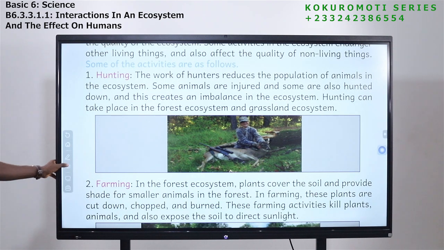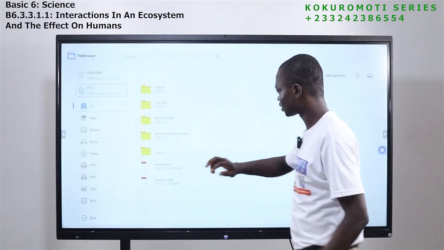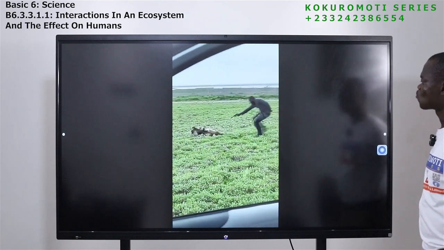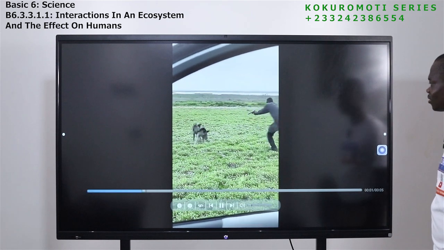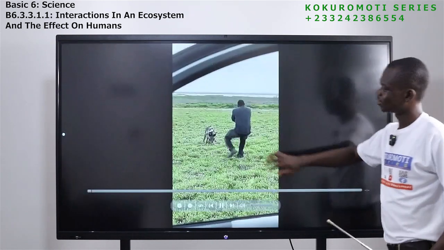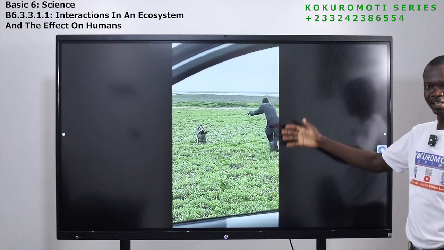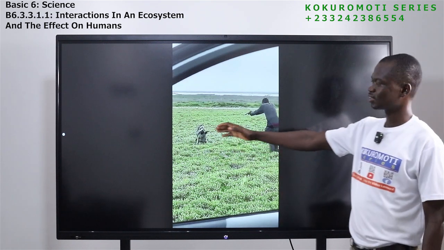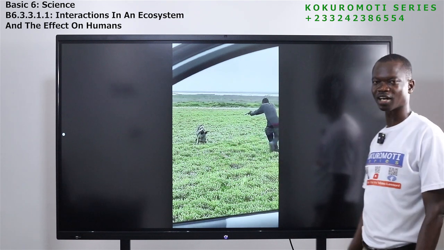Now, let's look at this. Look at this and tell me what you see. Have you seen it? Let's watch it again. Tell me, what do you see here? So you see a man here with a gun. You see an animal here. This is the natural home for the animal. You take your gun, you go there to kill the animal.